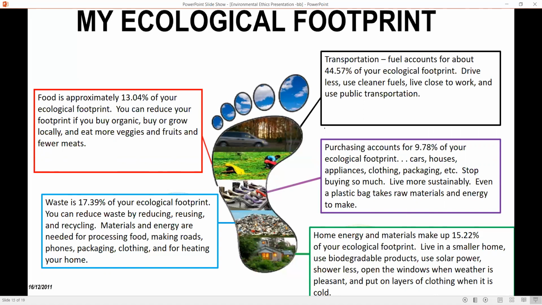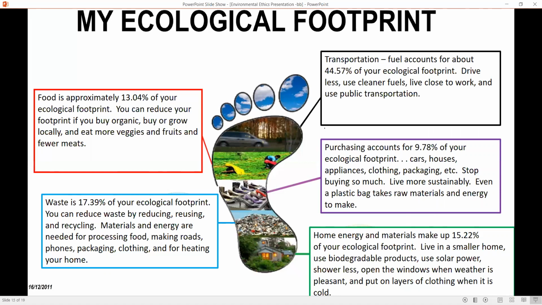Now, purchasing accounts for 9.78% of your ecological footprint. Cars, houses, appliances, clothing, packaging, etc. Stop buying so much. Live more sustainably. Even a plastic bag takes raw materials and energy to make.